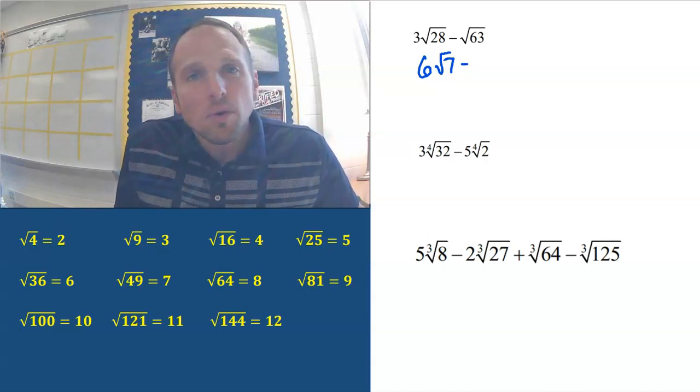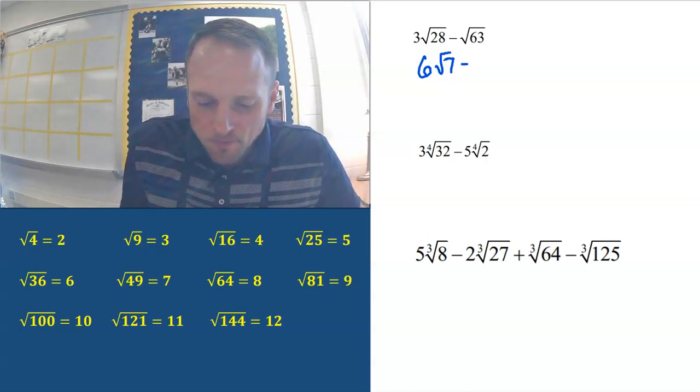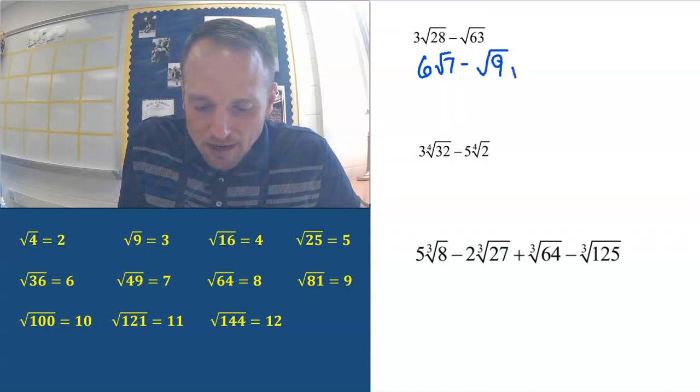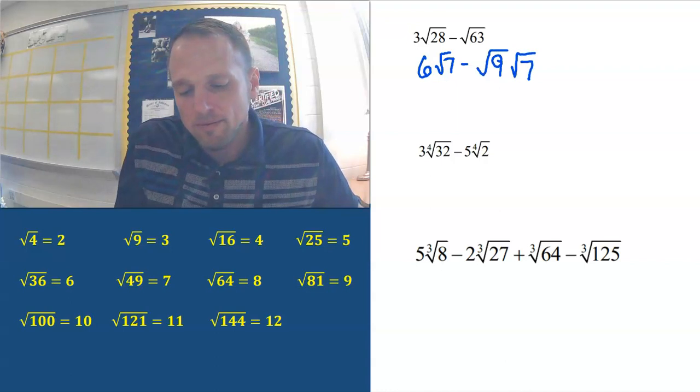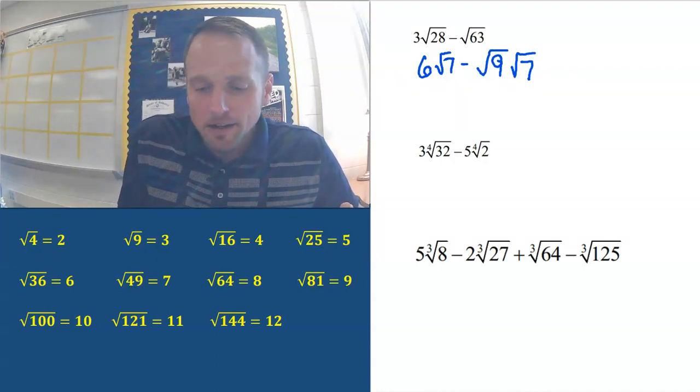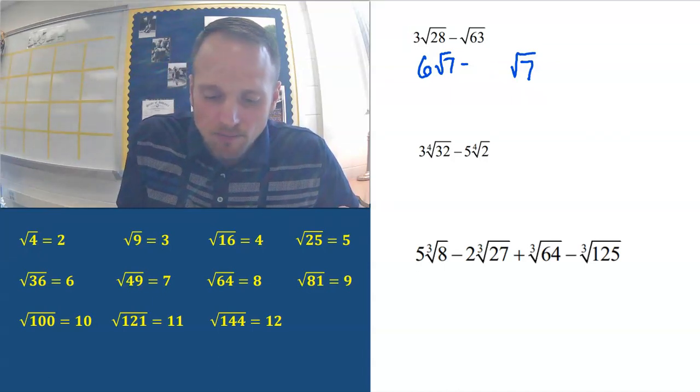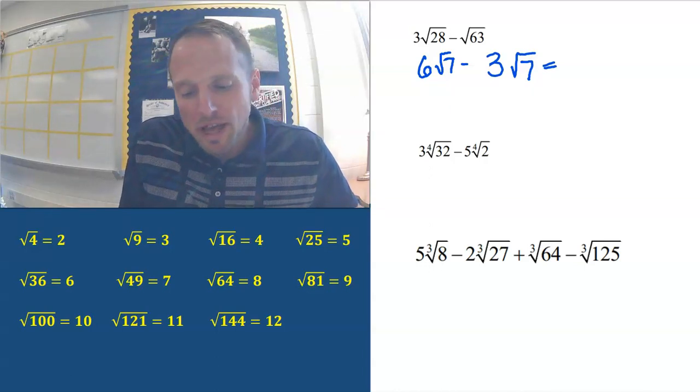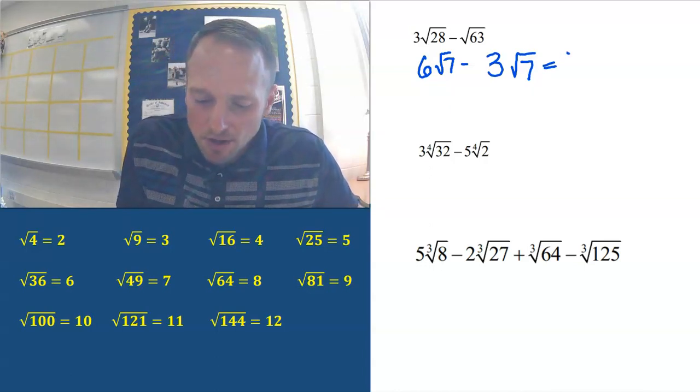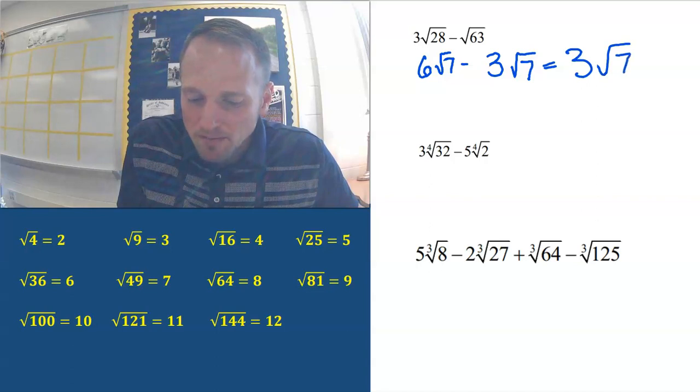Okay, let's look at the square root of 63. That's going to be root 9 times root 7. And the square root of 9 is going to be 3. So what's this going to be? 6 root 7 minus 3 root 7? That's just going to be 3 root 7.